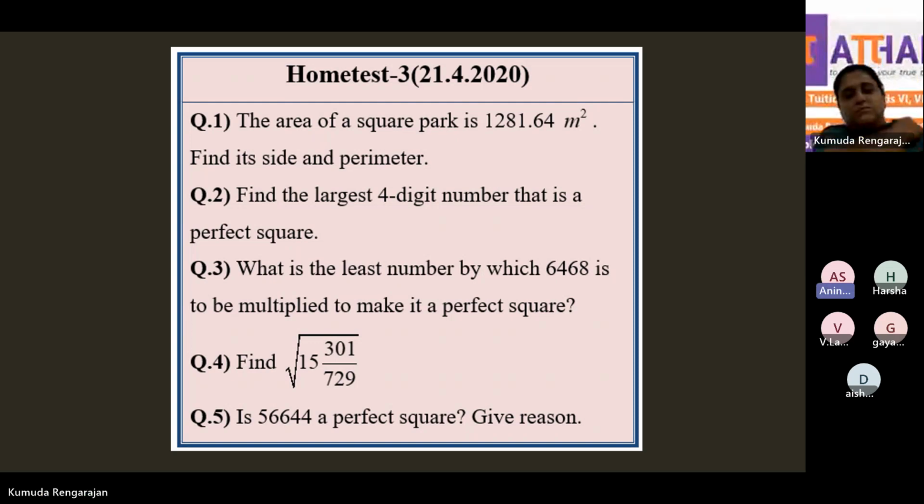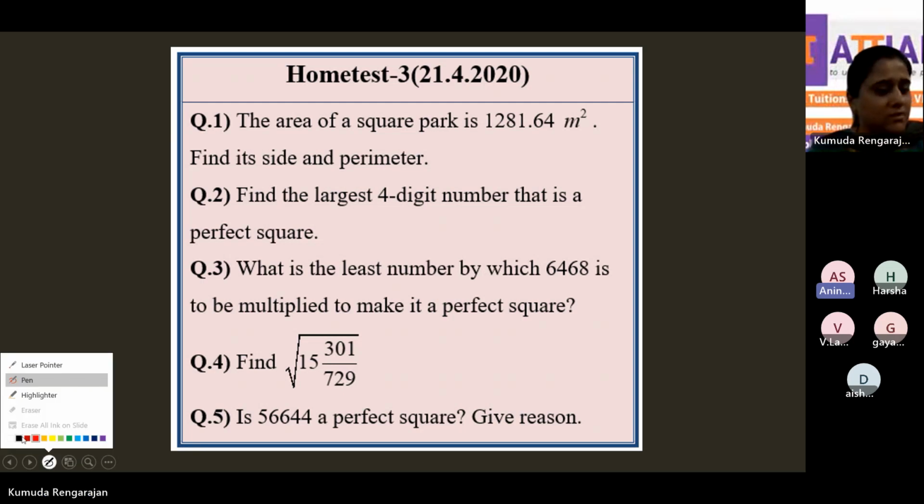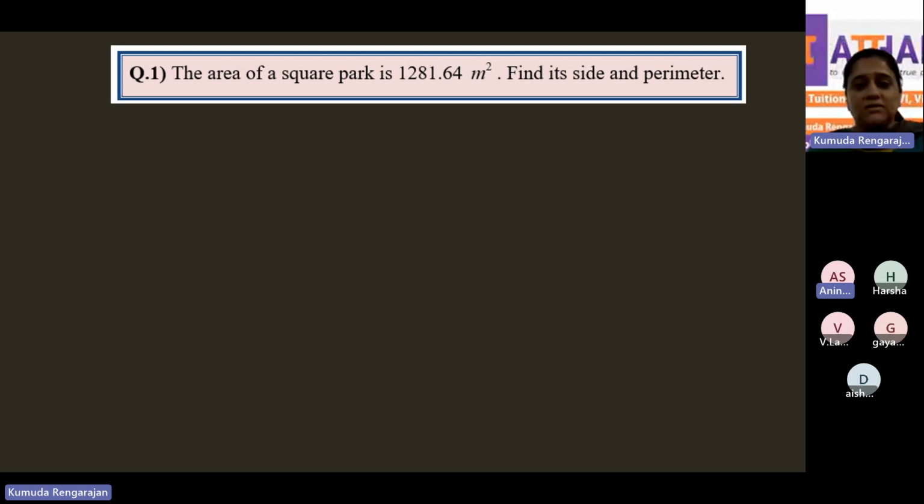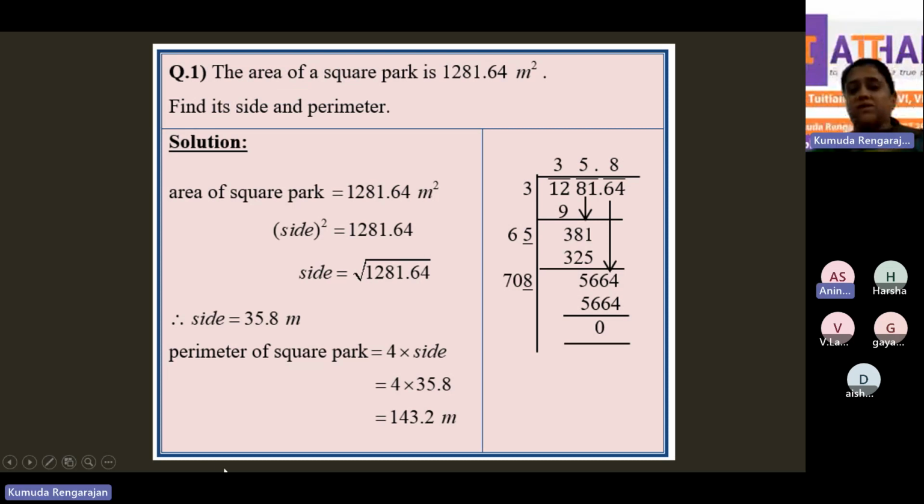To find out the side, we have to take the square root of 1281.64. When we take the square root, we get 35.8. Very good. And what's the perimeter? For the perimeter we have to multiply it by 4, so we get 143.2 meters. Very good, Anantika. Perfect.